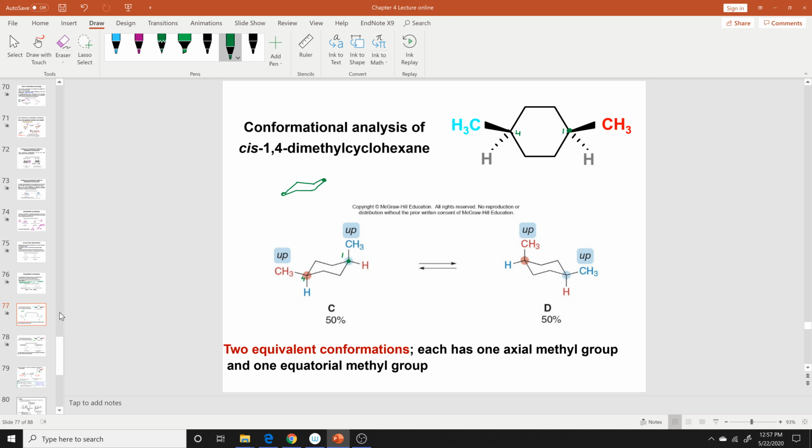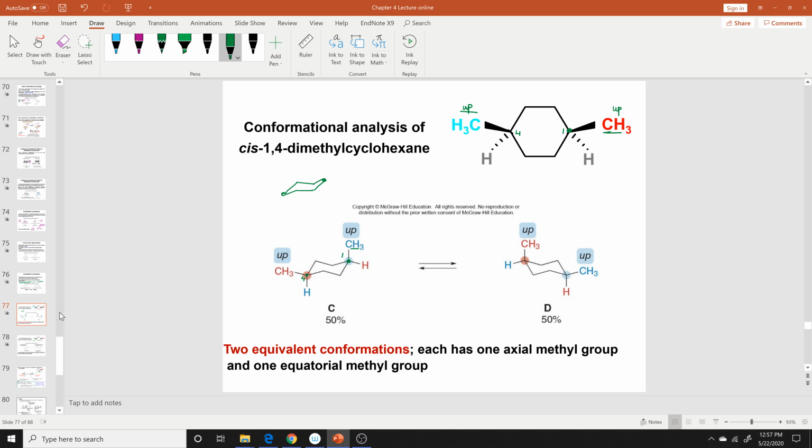Notice carbon 1 over here has a CH3 which is up. You see it? It's up. It has to stay up. So to stay up on 1, it has to be on the axial position. This is going to make the hydrogen on the equatorial. On 4, that CH3 is up. It has to stay up. So on carbon number 4, the up position is the equatorial, so it has to be on the equatorial position. This is going to make that hydrogen on the axial.